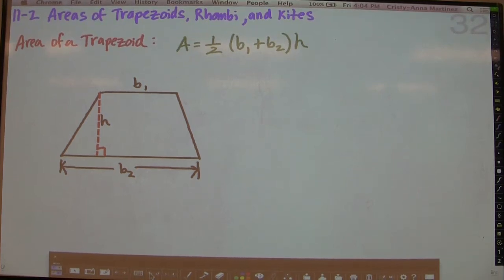Hello there, this is a geometry video. It is chapter 11, section 2, and today we're going to continue our journey with areas of different figures, and we're going to focus on trapezoids, rhombi, which is just plural for rhombus. Instead of saying rhombuses, you would just say rhombi, and kites.